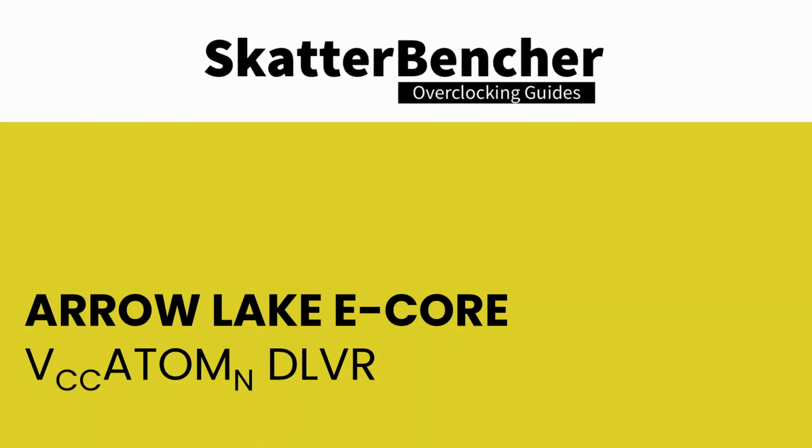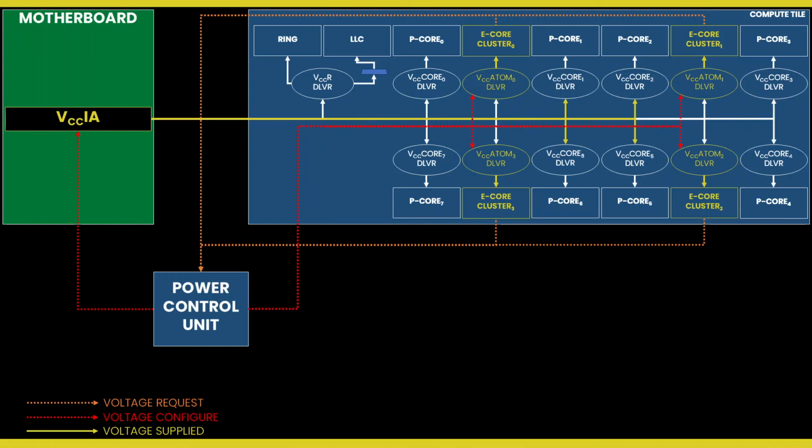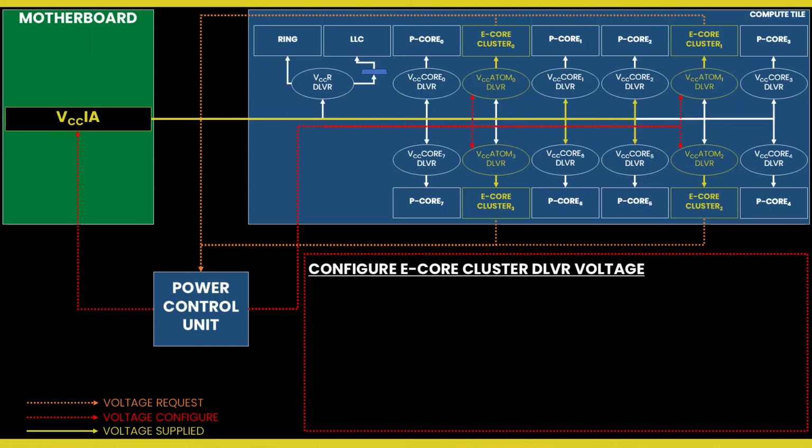The default mode of operation is DLVR mode. Let's explore that first. Based on its VF curve, the E-core clusters request an operating voltage using the SVID protocol from the CPU Power Control Unit or PCU. The PCU in turn configures the VCCIA voltage rail and the individual VCC Atom DLVRs. There's 2 ways to configure the E-core voltage: adaptive mode and override mode.